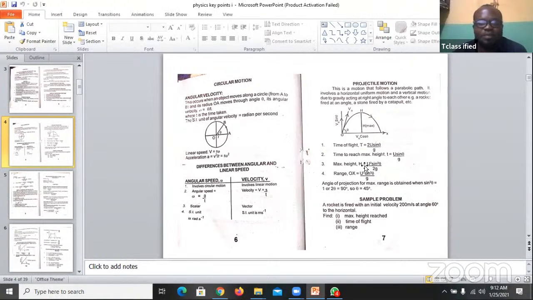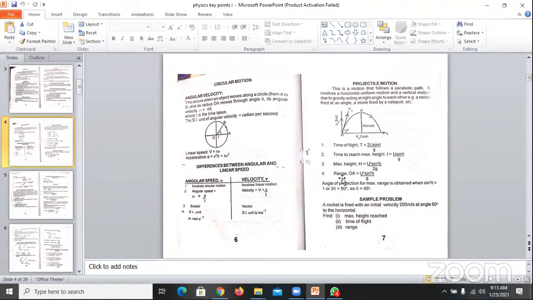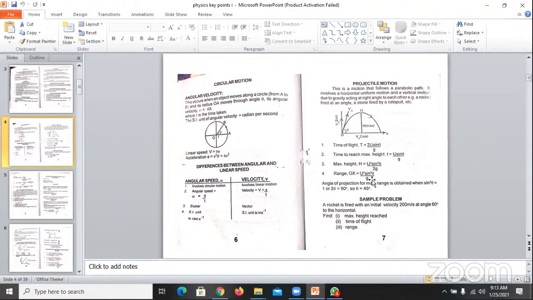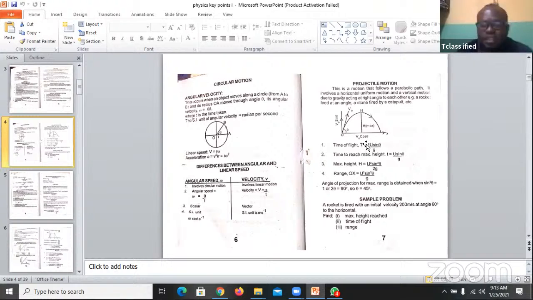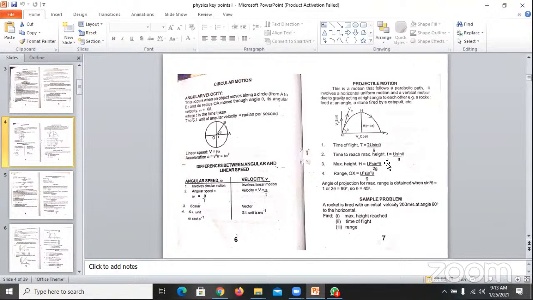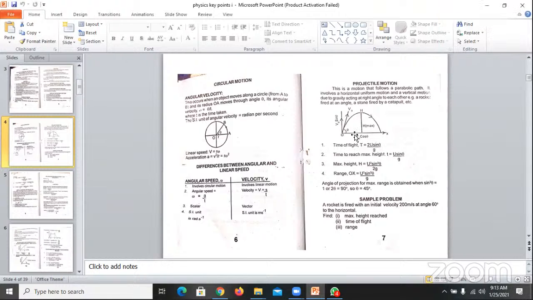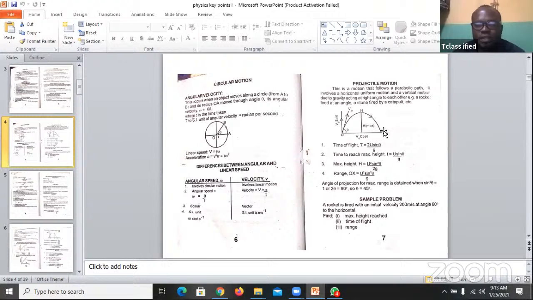Then the maximum height is simply given by the formula u squared sine squared theta all over 2g. And the range, which is the distance from here to here, is u squared sine 2 theta all over g. So these formulas are very worthy of note. You have to take note of these formulas because those are the formulas that we're going to be using to solve problems. So take note, t is equal to 2u sine theta over g for the total time of flight. Time taken to go from here.